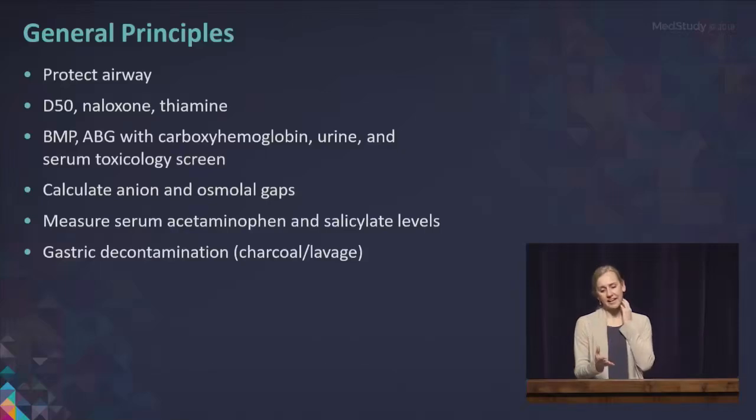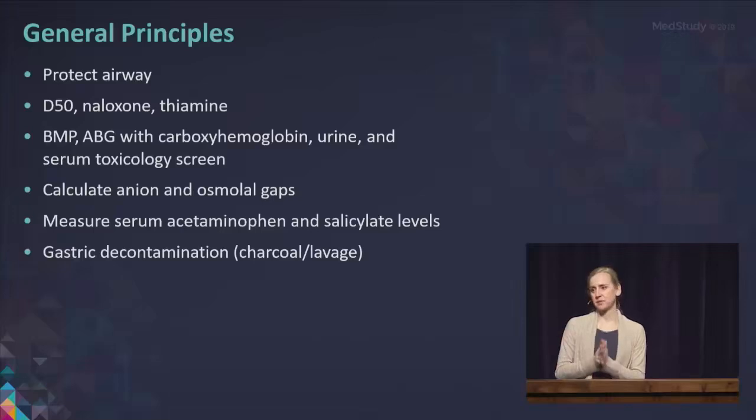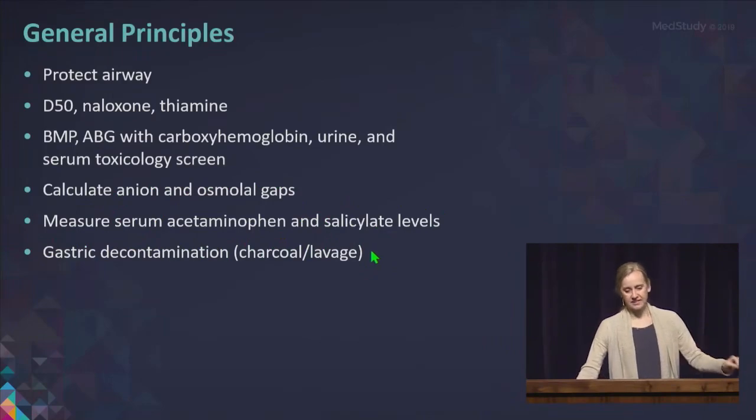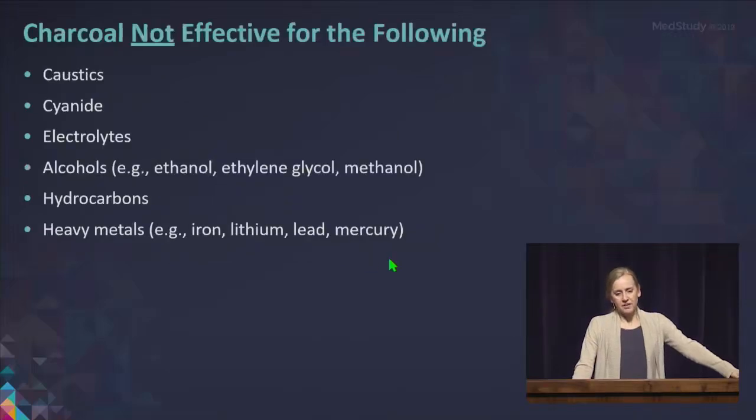So remember that the anion gap is looking for unmeasured, basically acid in the blood, and we'll talk a little bit about what can cause that, whereas osmolar gaps are basically any active osmol that's not measured normally in the sodium and the basic electrolytes that we usually check. You can measure the serum acetaminophen and salicylate levels, and then start to think about gastric decontamination, either lavage or charcoal. Remember, there's a few exceptions to the lavage and charcoal rule.